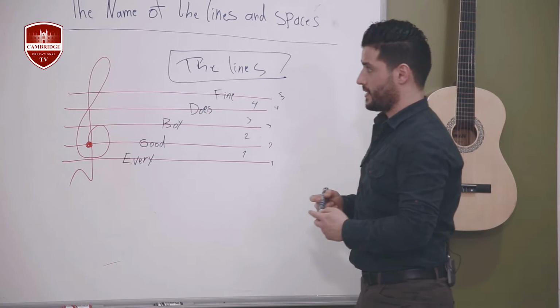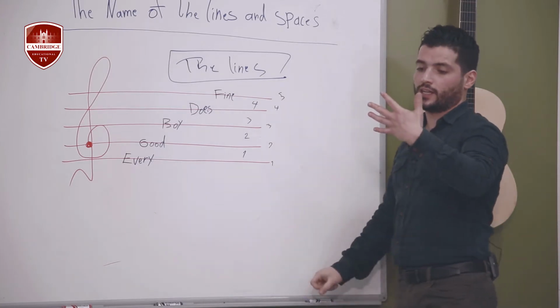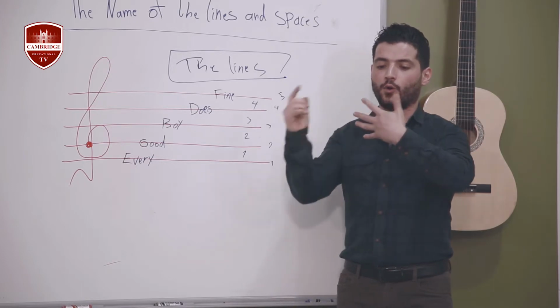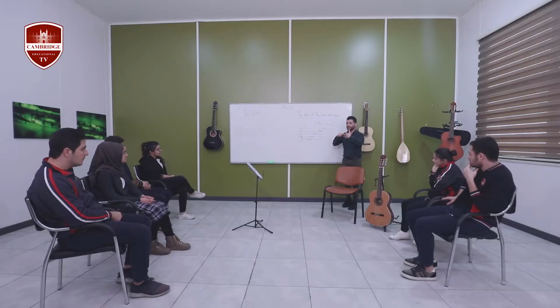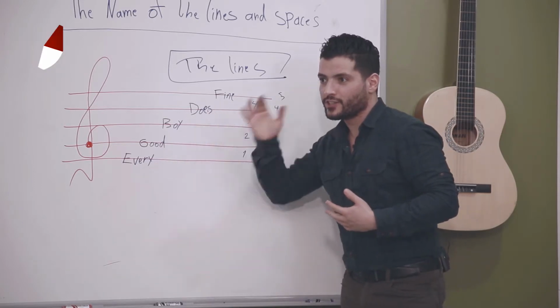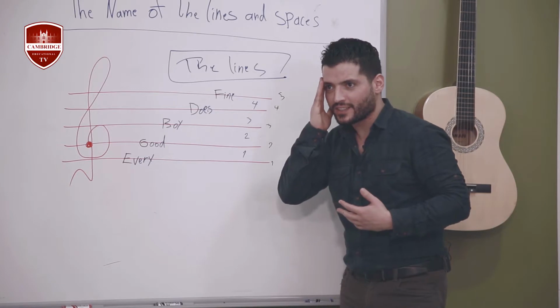I want you to memorize that. If you forgot, just do that to your hands and say, every good boy does fine. What's the name of the third line? Good job. You don't tell me boy. It's called B. I'm just giving you this so you can memorize.